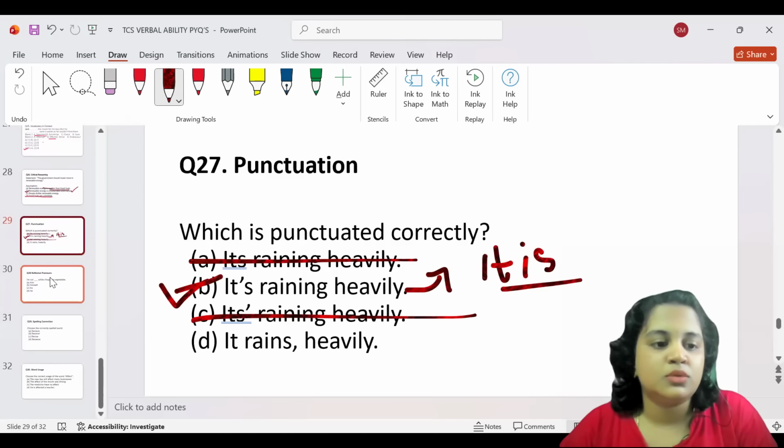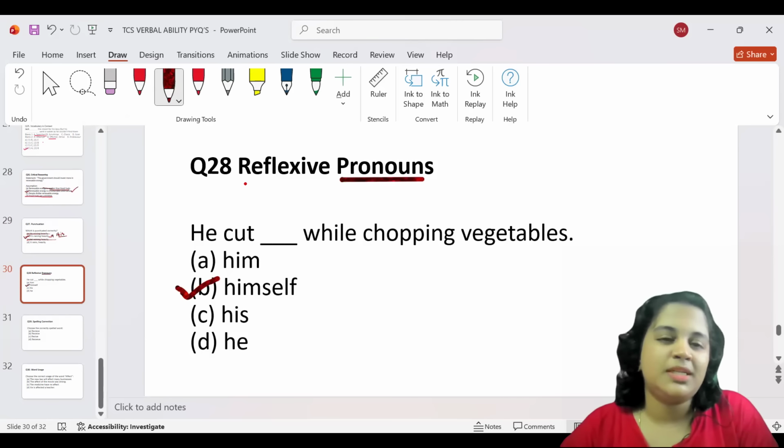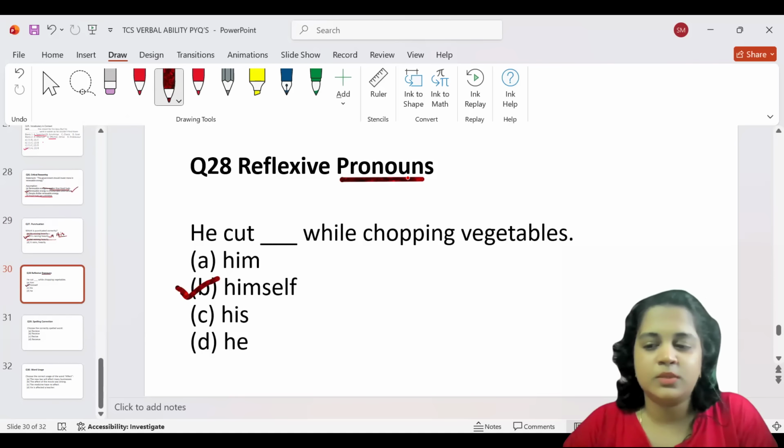Let us go to the next question, which is on reflexive pronouns. He cut blank while chopping vegetables. He cut himself while chopping vegetables. Okay, so reflexive pronouns are simply pronouns, okay? But the speciality of reflexive pronouns is that they are words like himself, ourselves, themselves. Words that end with self, that refer back to the subject. So they are called reflexive pronouns.